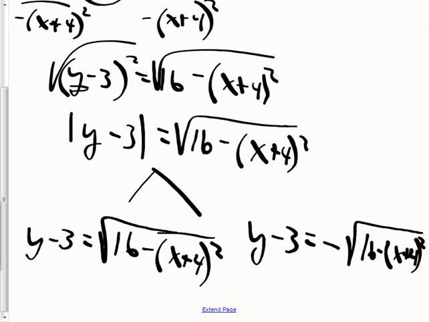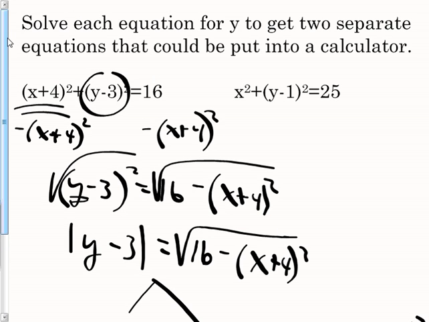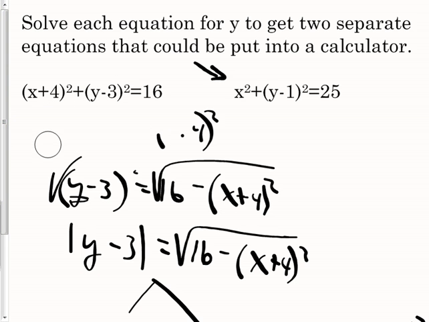No, y isn't alone yet. One more step. Add 3 to both sides. There we go. And on this one, I'm going to add 3 here and add 3 there. Okay, there's my two massive equations. All right, I'd like you all to try to solve that one for y without my help. This is pre-calc level stuff.